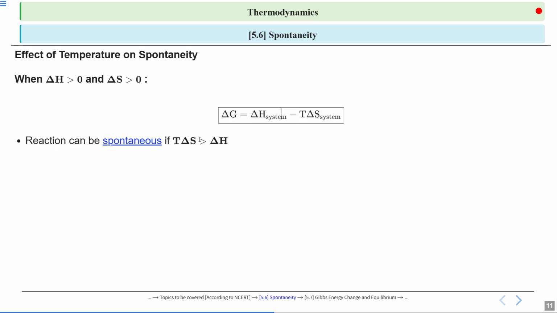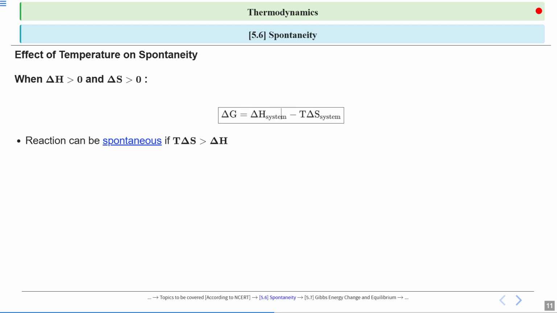Now, if your T delta S is greater, then what will it result in? It will result in an overall negative value of delta G. You can simply put in values and check it. Suppose in the first case, we take delta H as 5 and T delta S as 6. So 5 minus 6 will be minus 1. Delta G is negative here, so that is a spontaneous process.